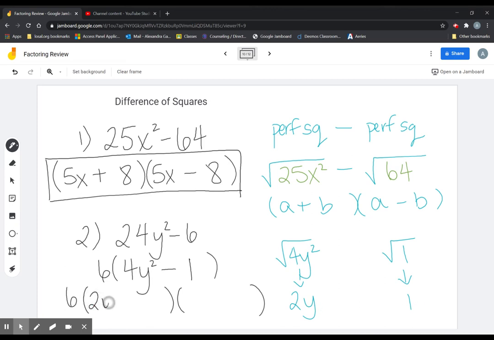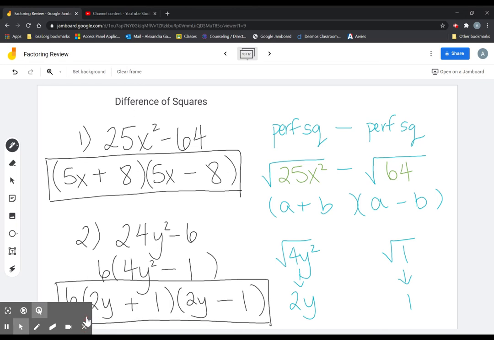So I'm going to put 2y and 1. And I want the plus and the minus. And you can write it as minus and plus, just as long as you have both of those parentheses. So that's a quick review of difference of squares and factoring them.